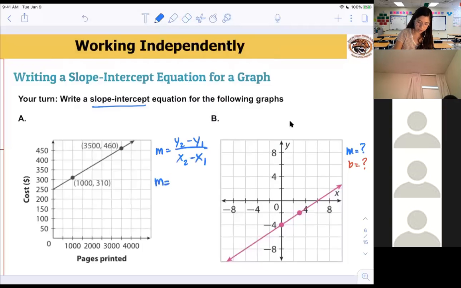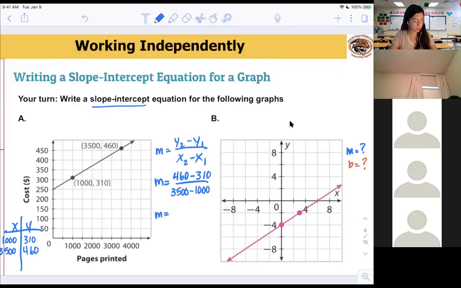Okay, my 2 points are (1,000, 310) and (3,500, 460). Plugging it into the equation, I have 460 minus 310 over 3,500 minus 1,000. When I subtract 460 minus 310, what do I get?